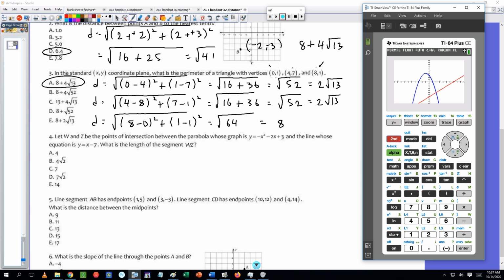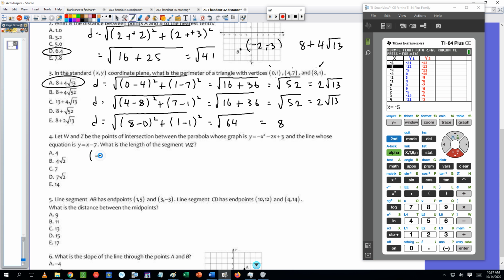I'm going to go to my table, and what I want to see in my table is where I have an x and the same y. So let me show you what I'm looking for. Right there. You see how I have -5 and I have -12, -12? That means the line and that parabola are going to intersect at -5 and -12. So that's one of your points. There was another one. If I scroll the other way, there we are. I have 2 and -5 and -5, so that means 2, -5 is your other point of intersection.